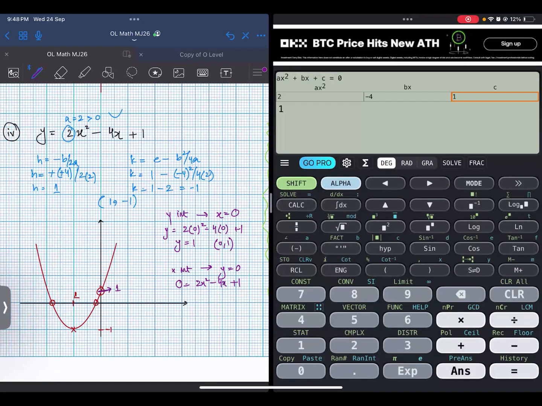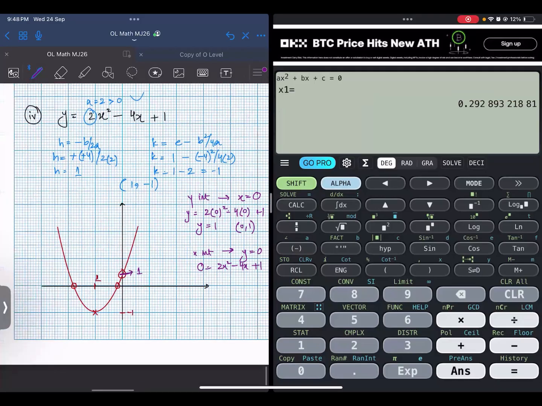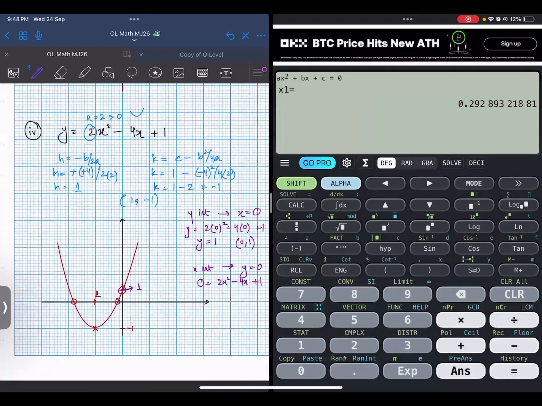So one of the x values coming out is 0.292, 293.